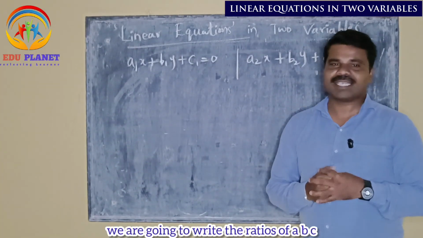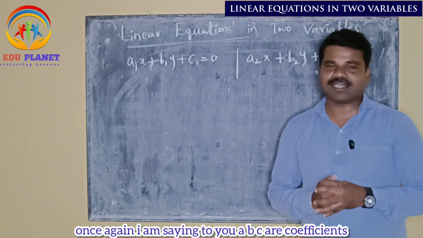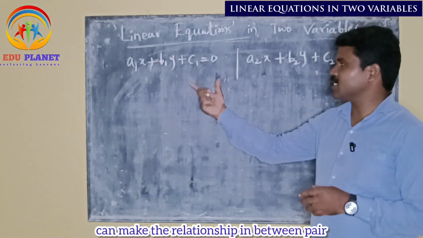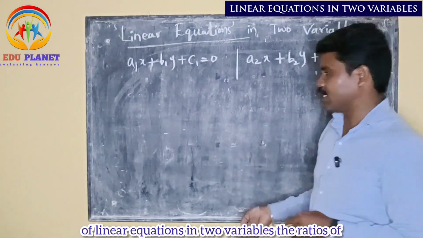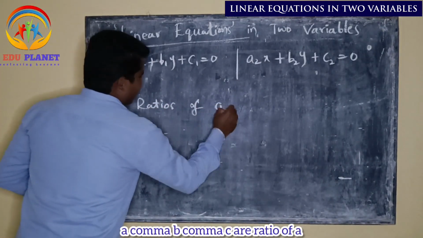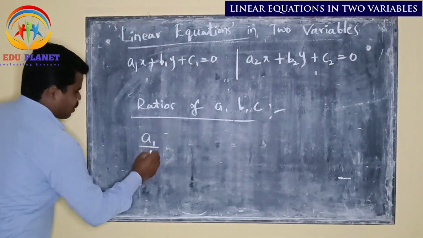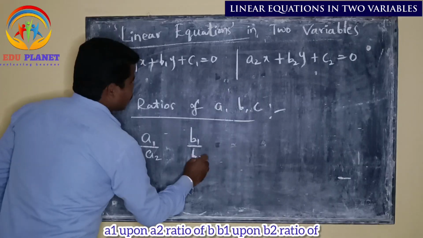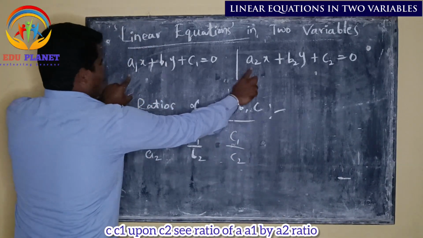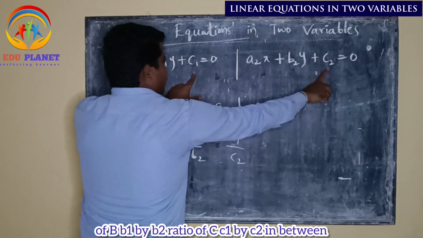Now we are going to write the ratios of a, b, c. Once again I am saying to you, a, b, c are coefficients. By writing the ratios of coefficients, we can make the relationship between pair of linear equations in two variables. The ratios of a, b, c are ratio of a1 upon a2, ratio of b1 upon b2, ratio of c1 upon c2.